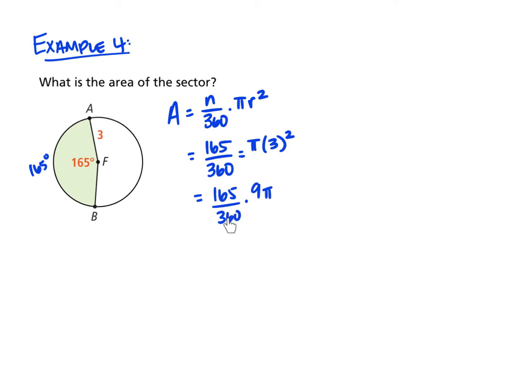So now this is the point where I grab my calculator and I type in 165 over 360 and then multiply that times 9 pi. And I'm going to get an answer that says the area is about 12.959, so if I round to the nearest tenth, that's going to round to about 13.0.